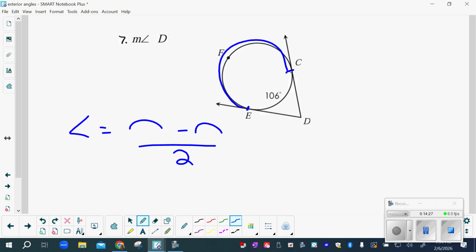254? And now I'm good to go. Don't cut 254 in half. 254 minus 106. I don't know what that is. 148. Is that the actual answer? No. Then divide by 2. 74. Done.